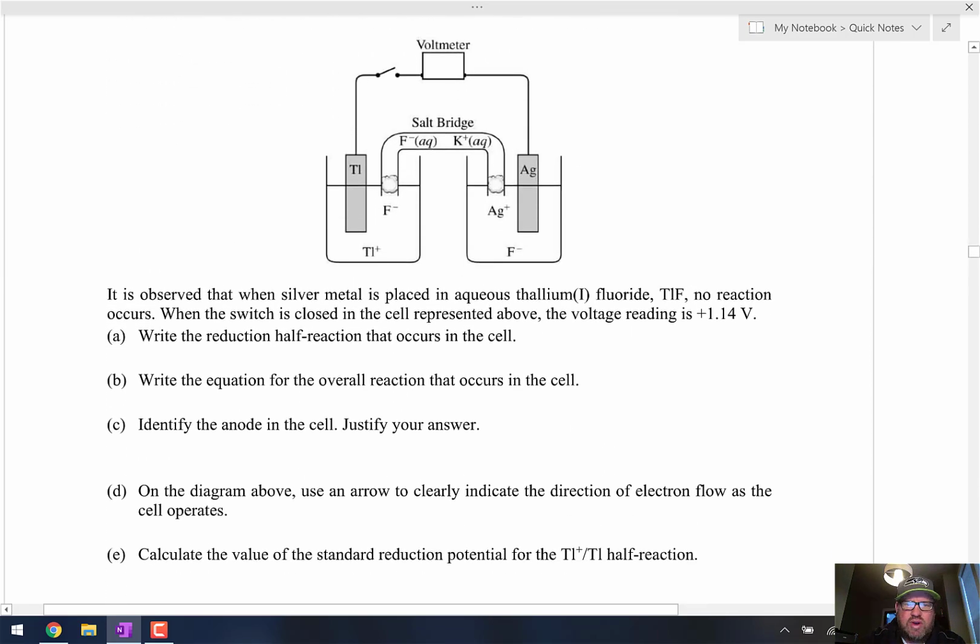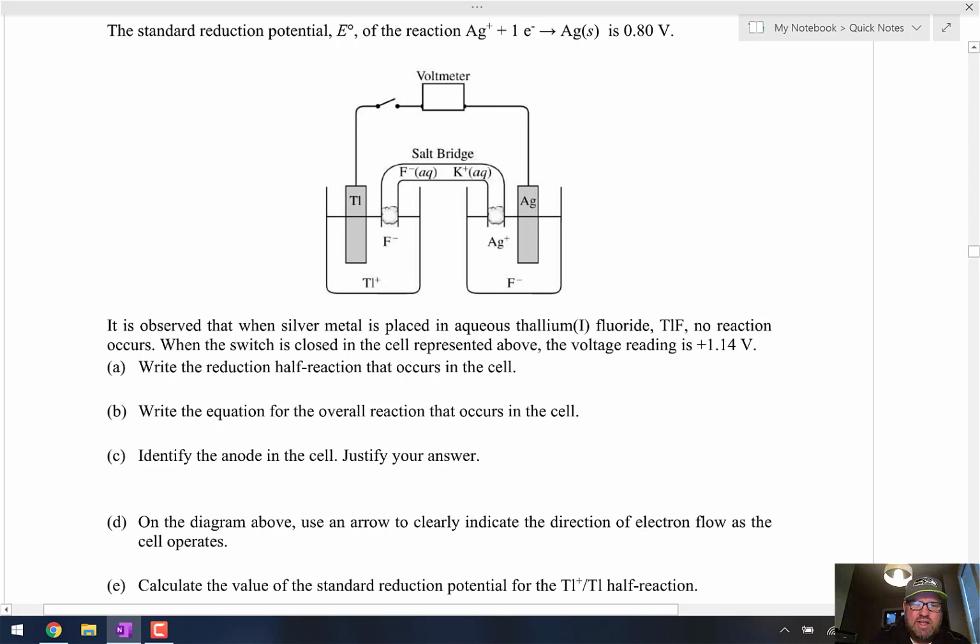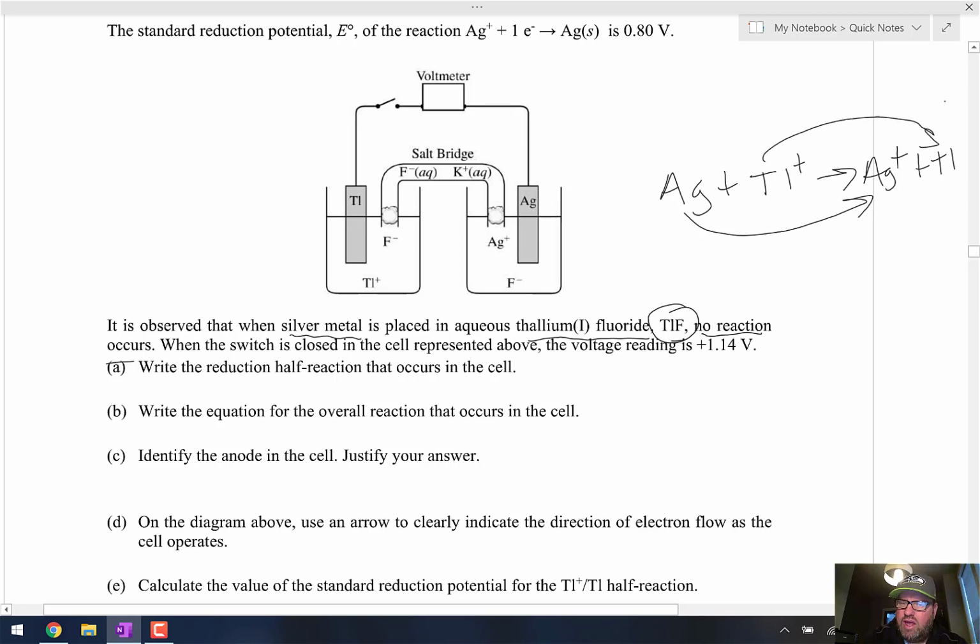This is probably the trickiest one I've ever seen. It says it's observed that when silver metal is placed into aqueous thallium-1 fluoride, TlF, no reaction occurs, which means when you take Ag plus Tl plus, I'm writing the net ionic equation there, canceling out the fluorine, I get Ag plus Tl. But it says no reaction occurs, which means in this case, silver would be being oxidized and the thallium would be getting reduced.